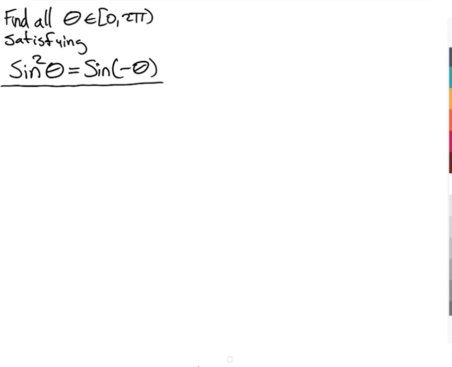Hello everyone. In this video, we will be solving a basic trig equation. Our problem here is to find all theta between 0 and 2 pi, satisfying sine squared of theta equals sine of negative theta. In general, our strategy for solving trig equations is to move everything to one side so that 0 is on the other side.